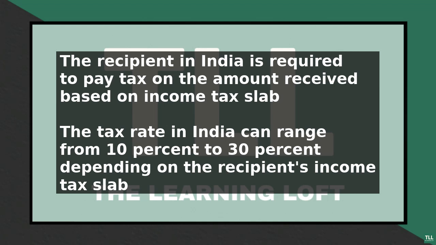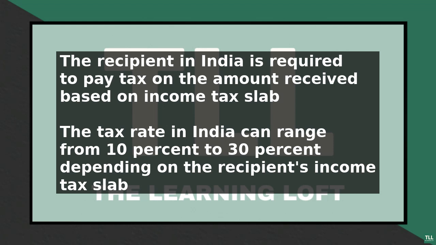To avoid double taxation, Canada and India have a tax treaty that allows for a foreign tax credit. This means that the recipient can claim a credit for the tax paid in Canada, which can be used to offset the Indian tax liability.